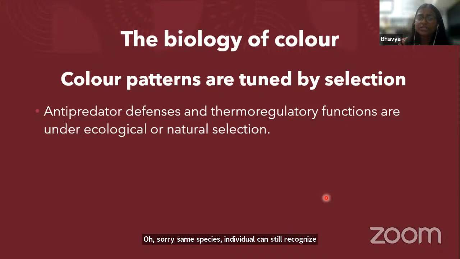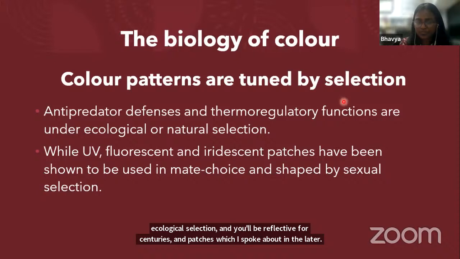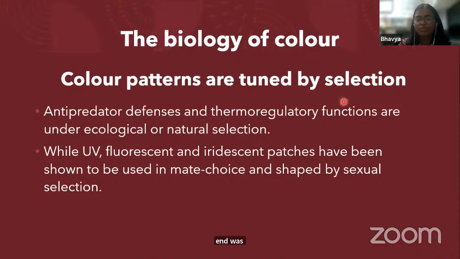So we see that anti-predator differences and thermoregulatory functions, which I didn't really get into in this talk, are under natural or ecological selection. And UV reflective, fluorescent and iridescent patches, which I spoke about toward the end, were basically used in mate choice and shaped by sexual selection.